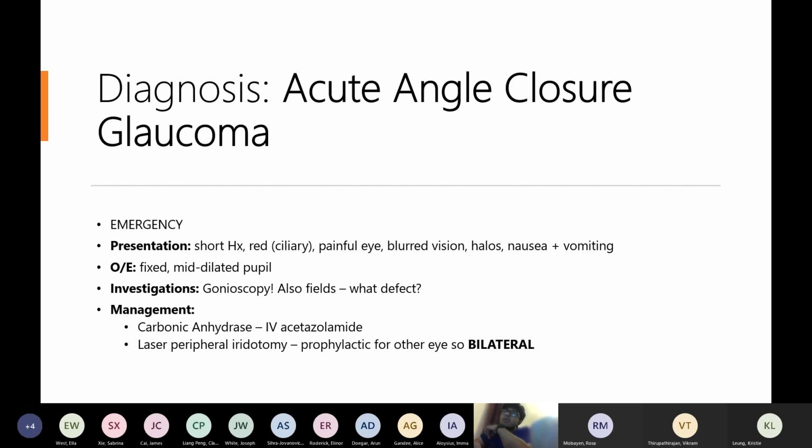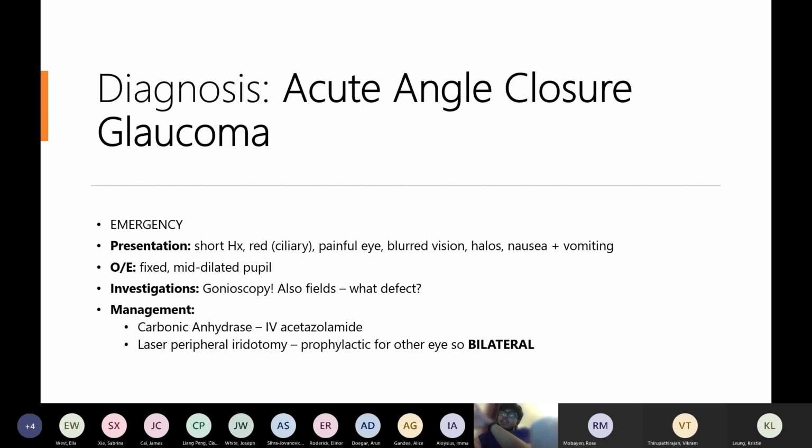Definitively, you need to drill a small hole in their eye, which allows drainage. You tend to do it in the other eye as well. You do a bilateral one, because if they've had acute angle closure in one eye, they're more likely to get it in the other eye as well. So it's really important that you do both eyes.